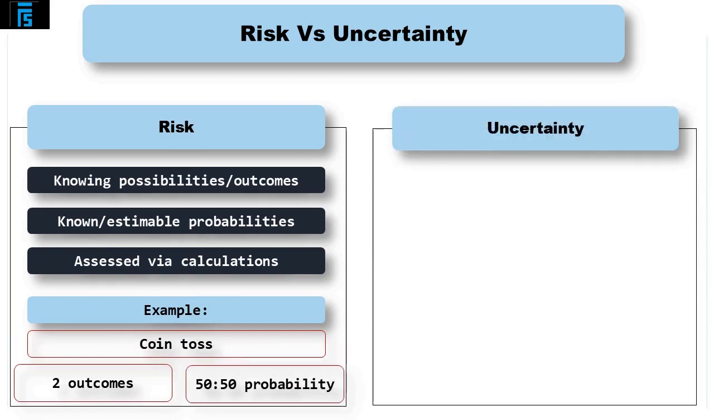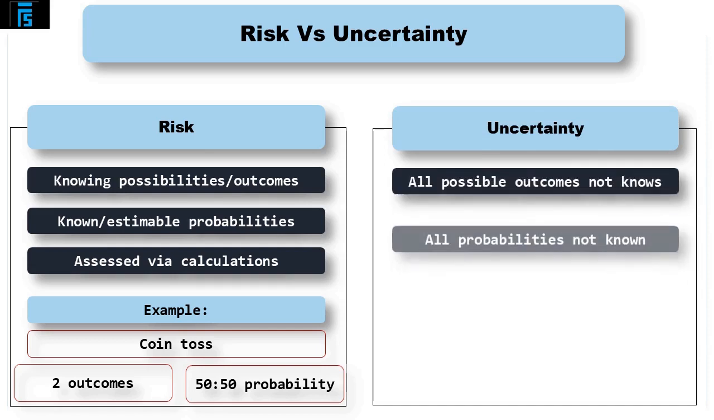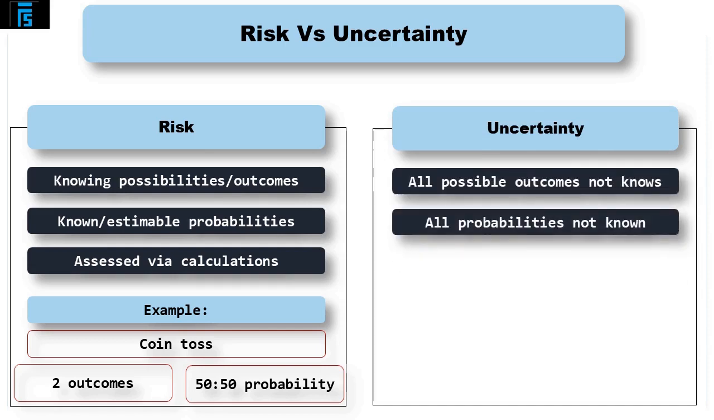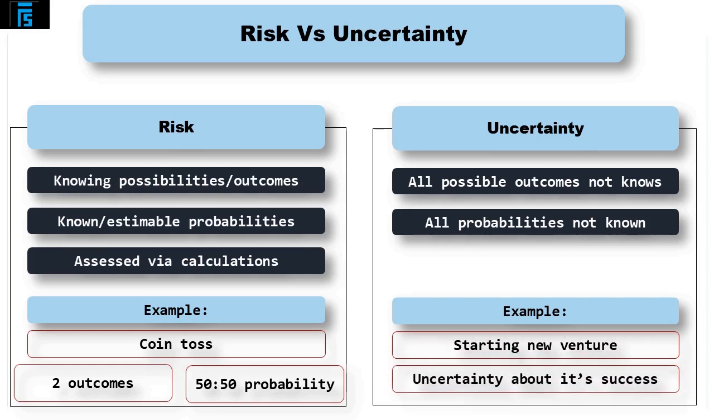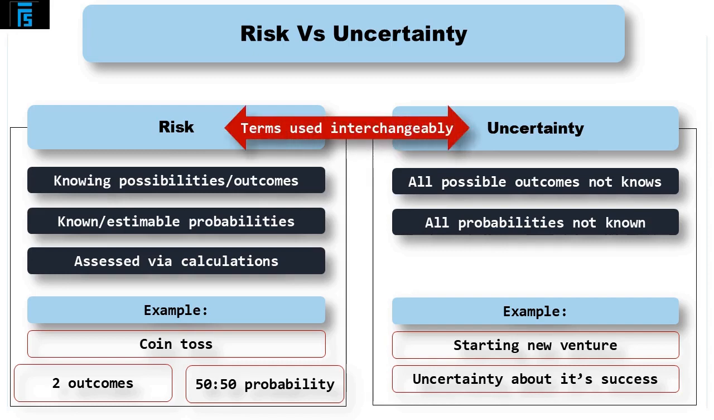With uncertainty, either some of the probabilities are not known or potentially some of the possible outcomes are not known, or maybe a mixture of the two. When starting out on a new venture, you may have no real idea how likely it is to be successful. This is uncertainty. Although this distinction may be important for a multiple choice question in your exam, the terms risk and uncertainty are often used interchangeably in everyday language.